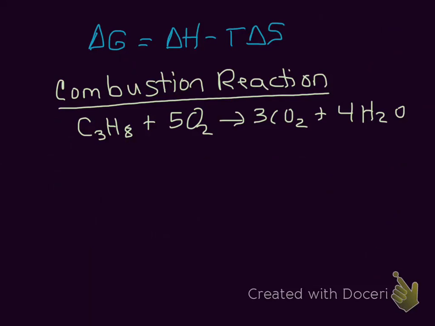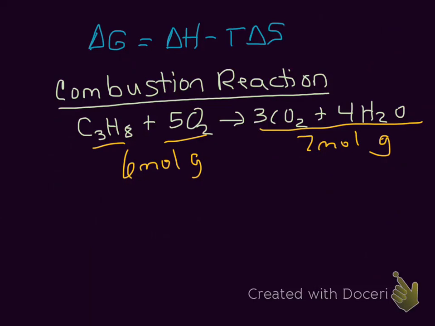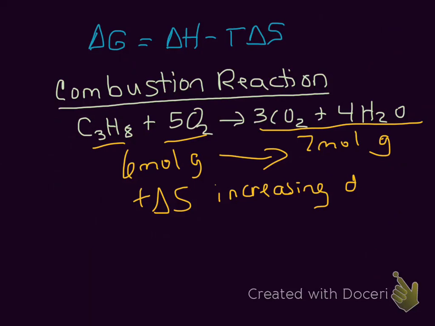So let's take a look at our first reaction here. This is a combustion reaction between propane, C3H8, and oxygen gas. So the C3H8 is a gas, and the oxygen's a gas. So that would be 6 moles of gas on this side. And we've got 7 moles if we add this up. Gas on this side, so gas. So we're going from 6 moles of a gas to 7 moles of a gas. So that will give us a positive delta S, because we are increasing disorder.